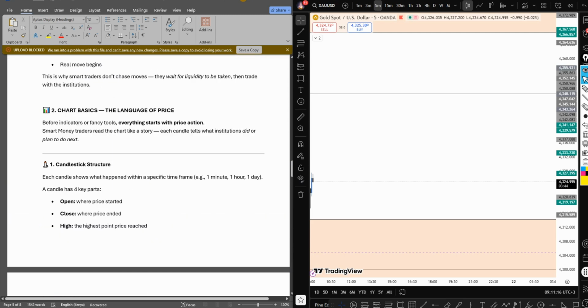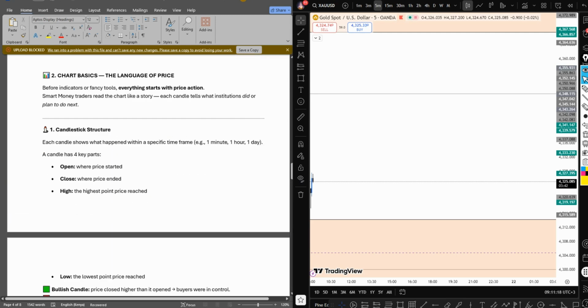So let's start with candlestick structure. Everything's candles is the start of everything in price action. Each candle shows what happened within a specific time frame. So if you check a 1 hour candle, you're checking what happened in a whole hour. If you check a 1 minute candle, you're checking what happened in the 1 minute chart.